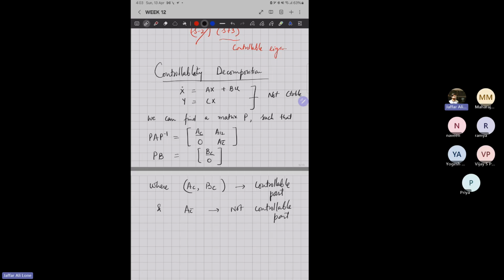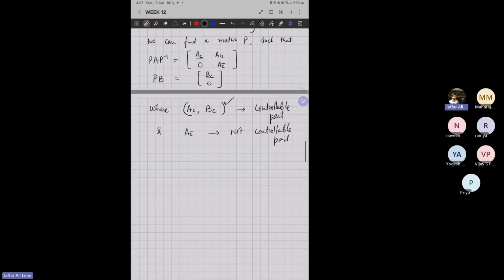So the nutshell is, if you're given a system which is not completely controllable, you can always find the controllable and the non-controllable part. You just have to find this matrix P. I'll tell you how to find this matrix P. In that case, I can get the system in terms of the controllable and the non-controllable part. Now let's do a question based on this.